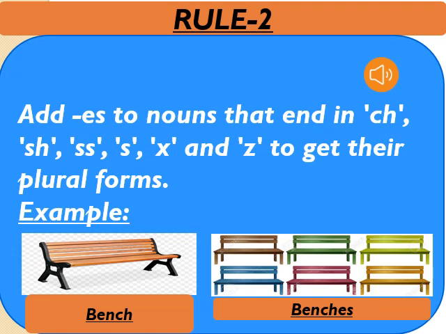In rule number 2, what we do is we add es to nouns that end in ch, sh, double s, x, and z to get their plural forms. For example, bench, benches. Once again, I am repeating the words which are ending with the sounds like ch, sh, double s, x, and z. We add es to them to get their plural forms.